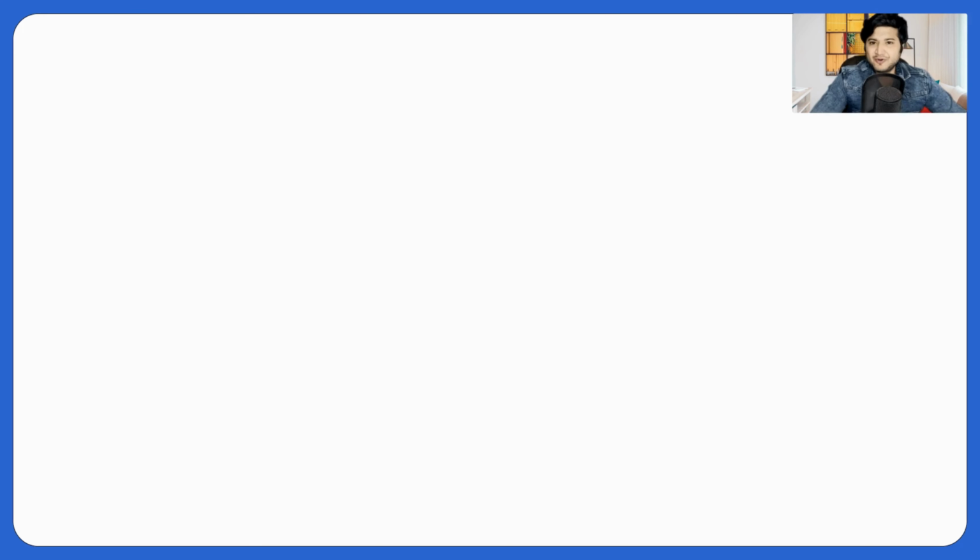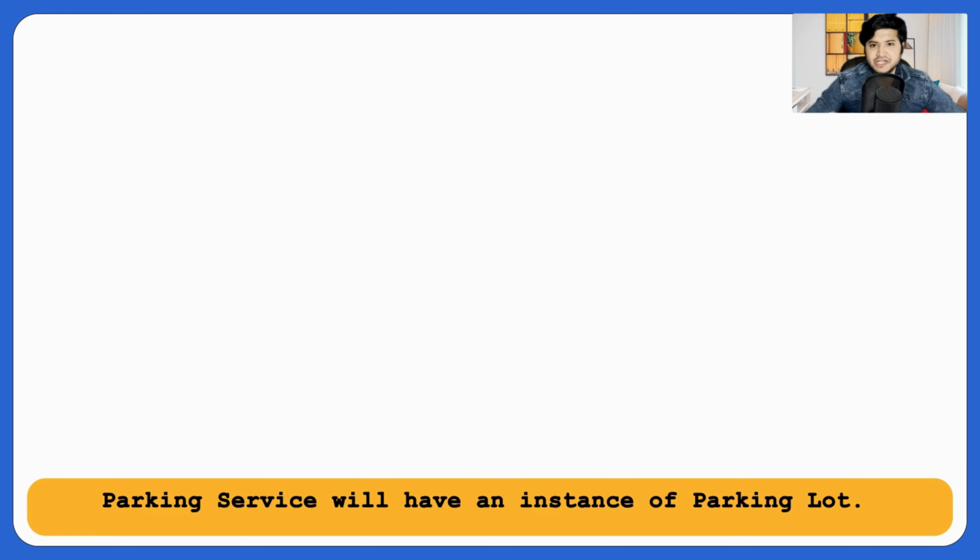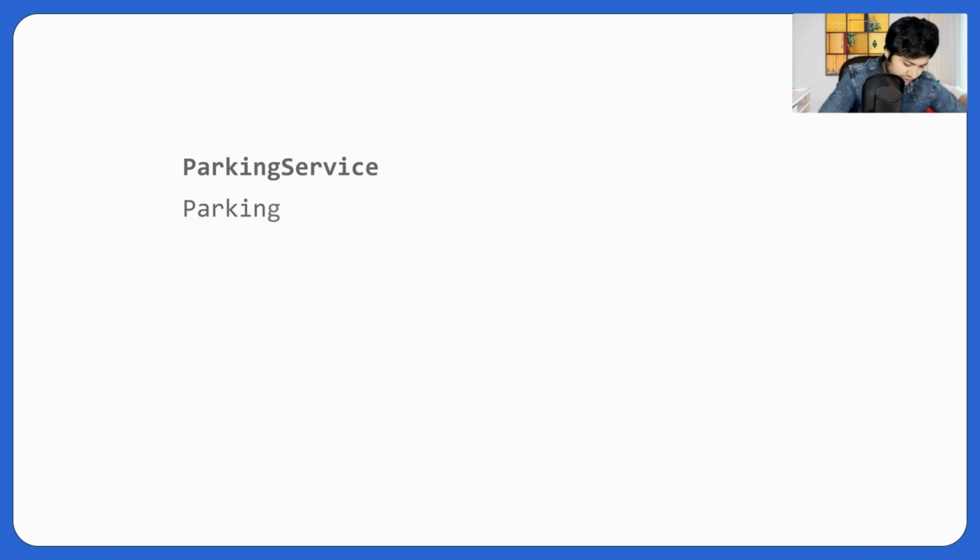So now let's talk about parking service. Okay, before going there, what all things will happen? Parking service will obviously have an instance of parking lot, right? That's why it will be able to make changes. Okay, this is one. So we can have parking service. We should have parking lot as a data member to this service.